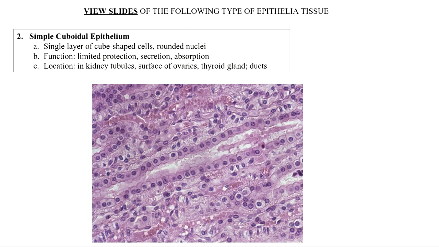The next one is simple cuboidal. Simple means one layer, and cuboidal means cube-shaped cells. You can see here is a nice section of cube-shaped cells. You can see it's like a little box around it with a nucleus in the middle.